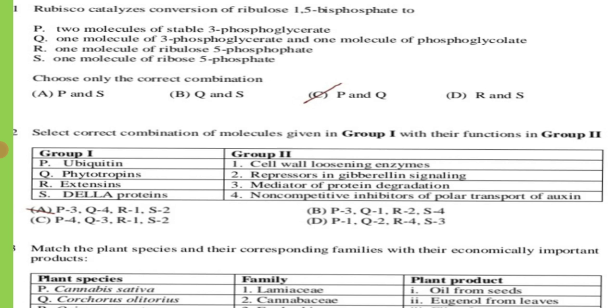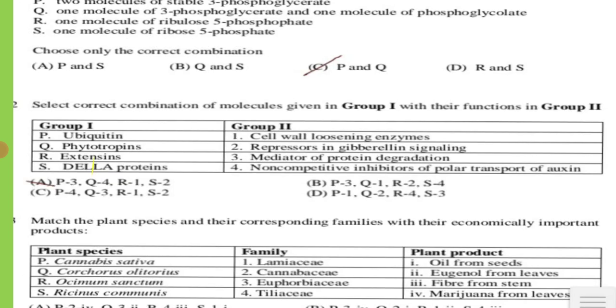Then S, that is DELLA protein. The DELLA proteins are repressors in gibberellin signaling. Gibberellin is a plant growth hormone that controls major aspects of plant growth such as germination, elongation, and flower development. The DELLA proteins are involved in gibberellin signaling and they are negative regulators of gibberellin signaling. So it means they are repressors of gibberellin signaling.